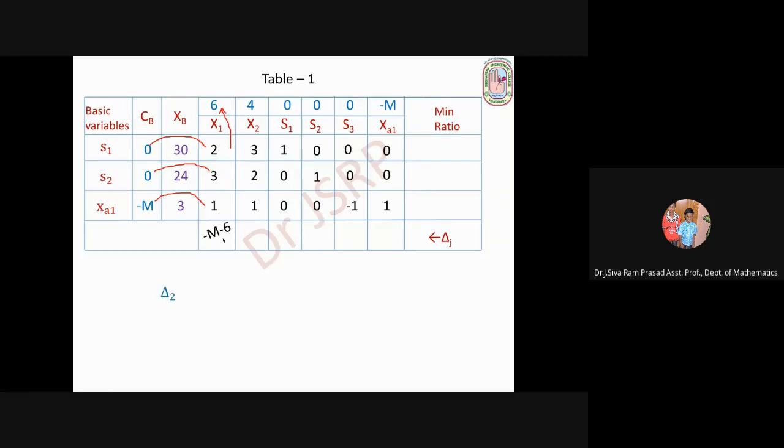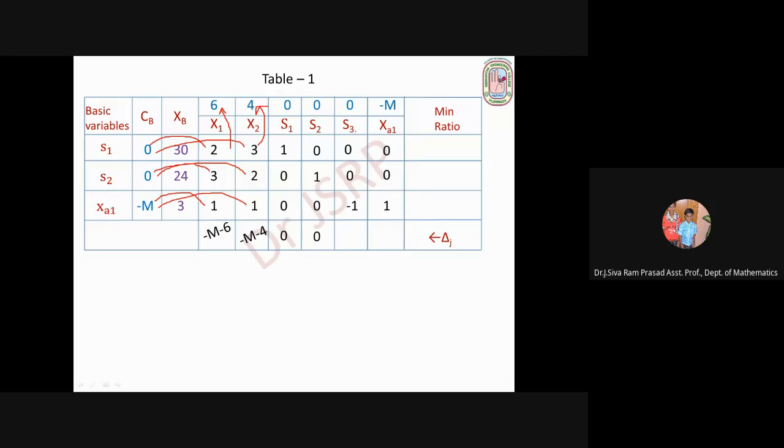Next, delta 2. Same process. Delta 2 is CBX2 minus C2. So that is CB, that is this column: 0 into 3 plus 0 into 2 plus minus M into 1, minus 4. So that is minus M minus 4. Delta 2 is minus M minus 4. Okay. And S1, S2 are basic variables, so the delta j value is 0. You need not calculate, you can write. So the delta j value is 0 for each basic variable.